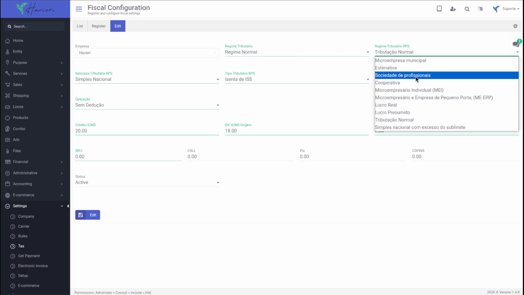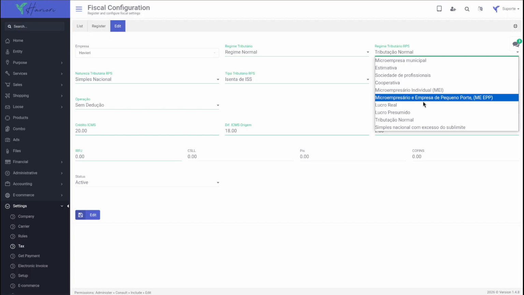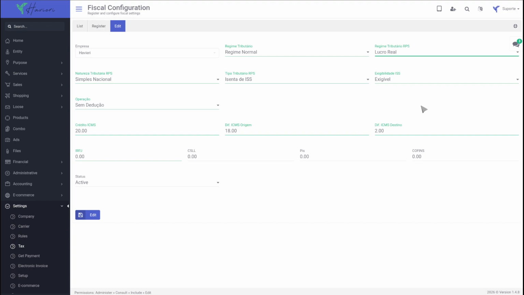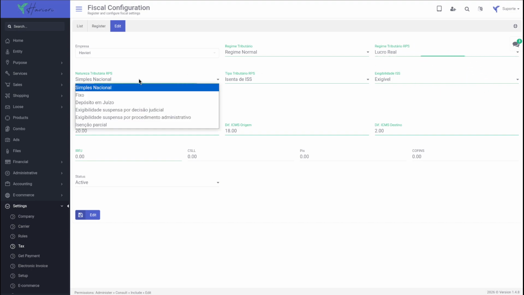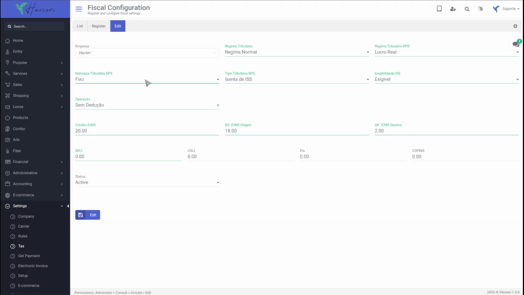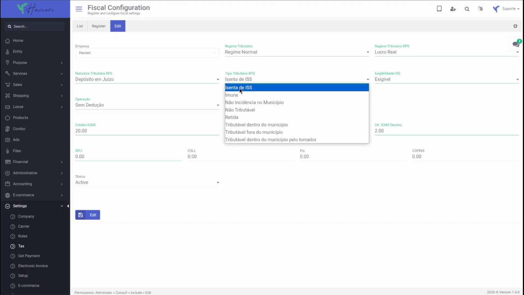The RPS tax regime is specific to services and defines how the company is taxed in the municipality, with options such as municipal microenterprise, estimate, real profit, presumed profit, among others. The RPS tax nature and RPS tax type complement the service configuration, defining whether the company is exempt, immune, or taxable. The ISS enforceability defines whether the tax on services is enforceable or if there is any suspension or exemption.